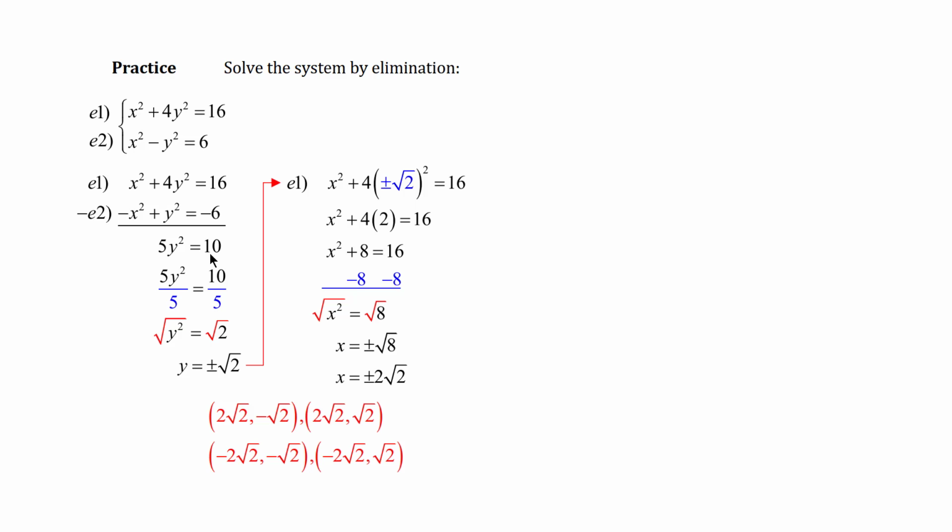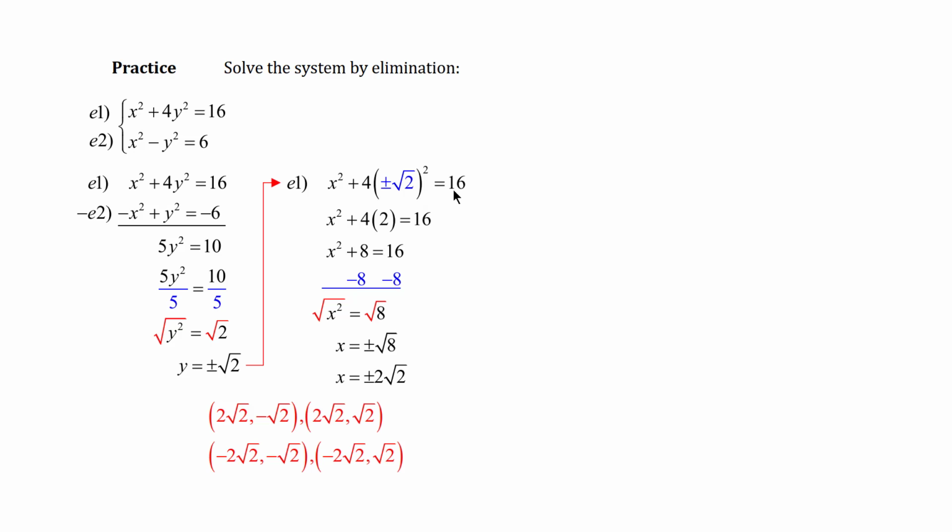Next, we need to solve for y squared, so we divide both sides by 5. We get 5y squared over 5 equals 10 over 5. After simplifying, we get y squared equals 2. Next, we need to get rid of the square by taking the square root of both sides of the equation. The result is y equals plus or minus the square root of 2. Next, we need to find the corresponding x values. We just take the y value of plus minus square root of 2 and we substitute it into the first equation for y. We get x squared plus 4 times the parentheses plus or minus the square root of 2 squared equals 16.